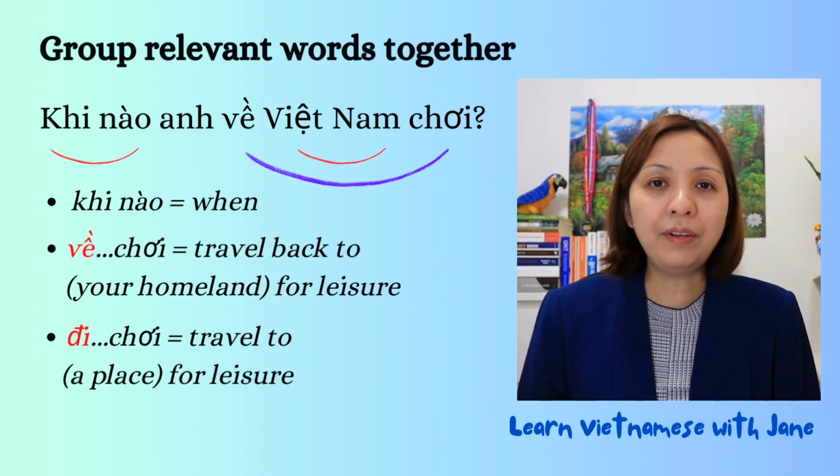And về Việt Nam chơi, we can see it as a phrase, which means go back to Vietnam for a visit. So I will not say khi nào anh về Việt Nam chơi. I will say khi nào anh về Việt Nam chơi. So you can see that I say khi nào as a word and về Việt Nam chơi as a phrase. So khi nào anh về Việt Nam chơi. It will sound more natural than if you say khi nào anh về Việt Nam chơi.